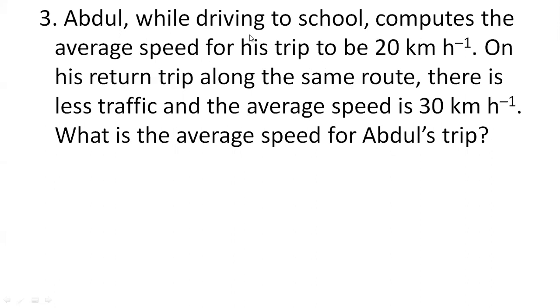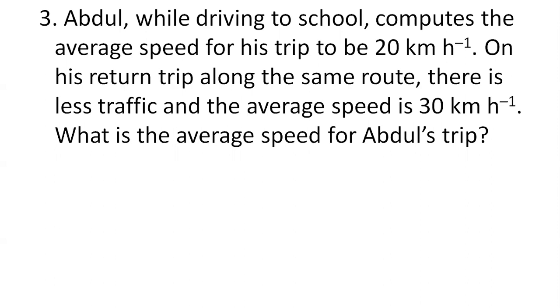Okay, so what they're saying is, to go to school, what speed is he using? 20 km per hour. And on his return trip, when he's coming back from the school, the average speed is 30 km per hour. So both cases have been given. From home to school, the speed is 20 km per hour. And from school to home, the speed is 30 km per hour. All they are asking is, what is the average speed for Abdul's trip?